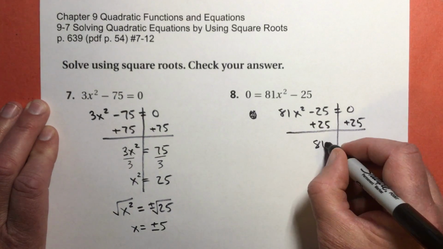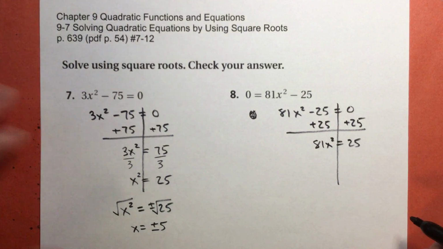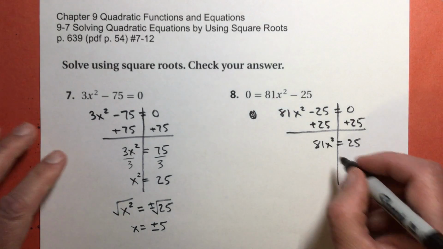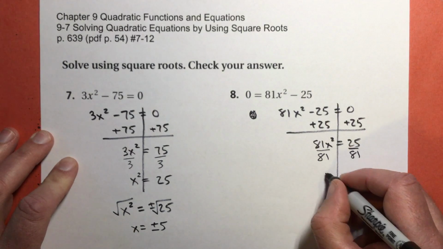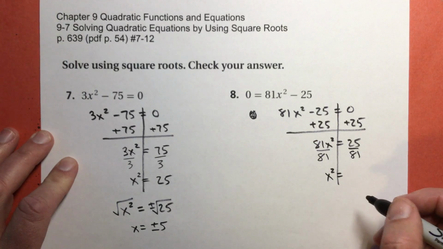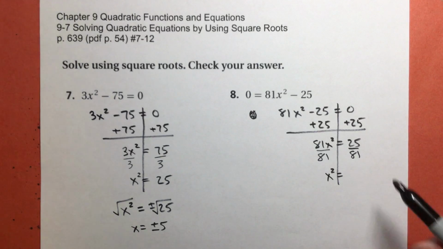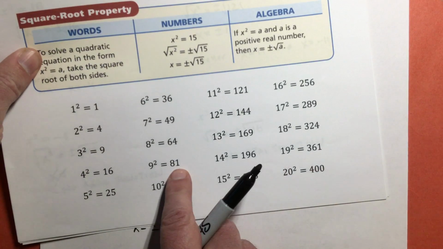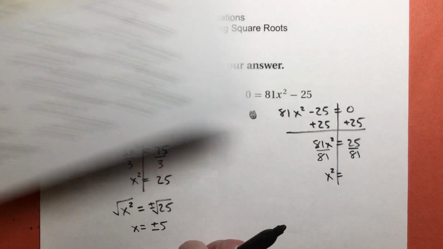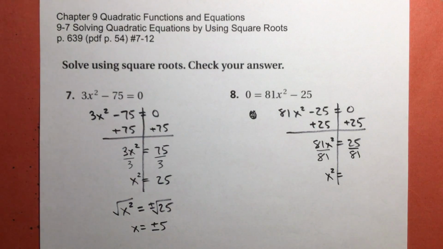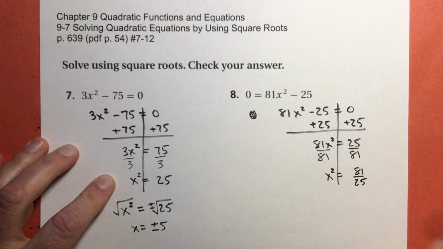I get 81 x to the second power equals 25. The opposite of multiplying is dividing, so I'm going to divide by 81. And I get x squared equals, you probably want to grab a calculator, but I'd like to point out that 81 and 25 are both perfect squares. If that's the case, leave it as a fraction. And I'm going to show you why.